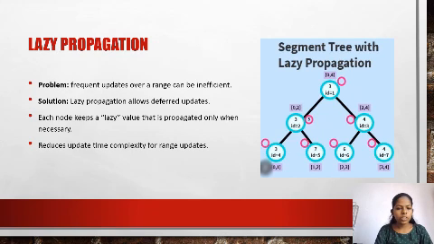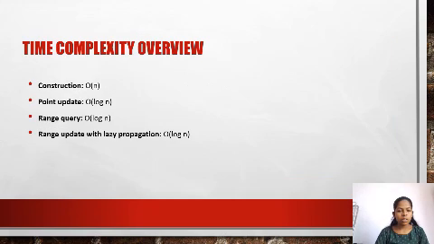Lazy propagation. The problem is that frequent updates over a range can be inefficient. The solution is lazy propagation, which allows deferred updates. Each node keeps a lazy value that is propagated only when necessary. This reduces the update time complexity for range updates.